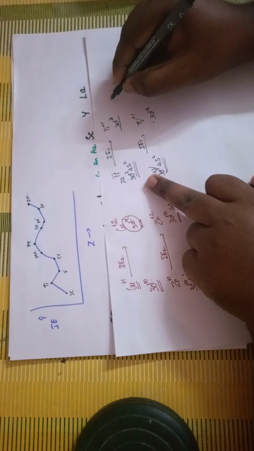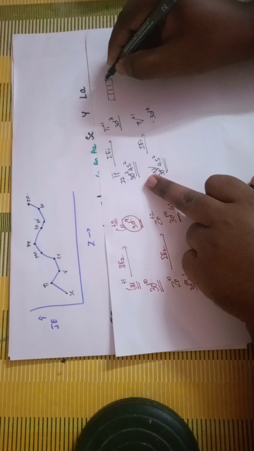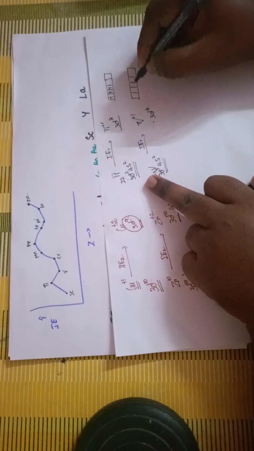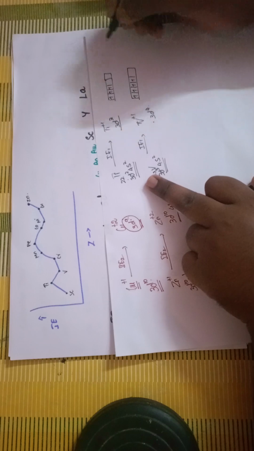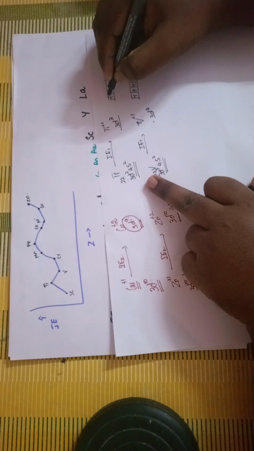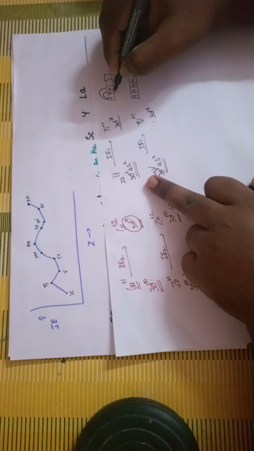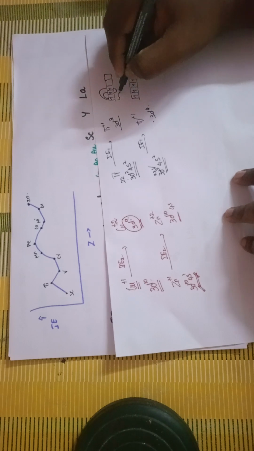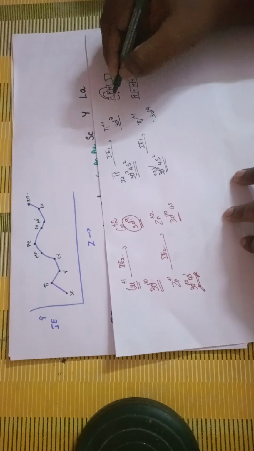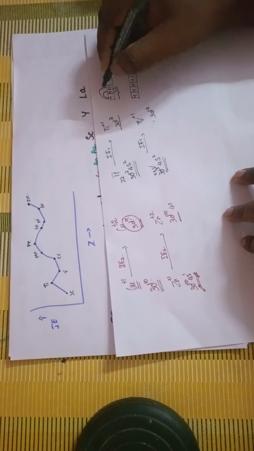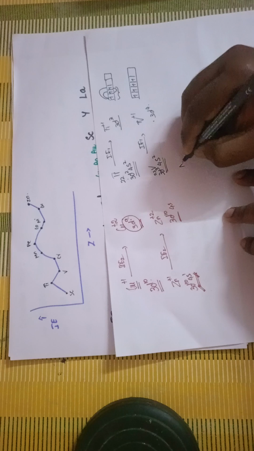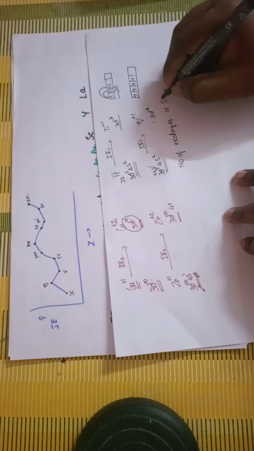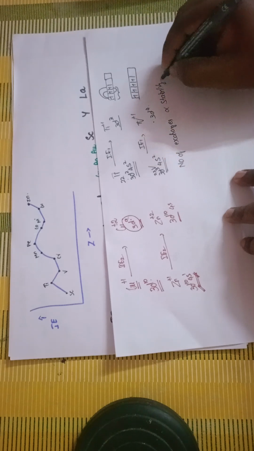Now see here, in 3d3, 1, 2, 3 unpaired electrons. In 3d4, 1, 2, 3, 4. How many spin exchanges are possible? 1, 2, 3. So 3 exchanges are possible; these 3 unpaired electrons can exchange the spin or the position. The number of exchanges is directly proportional to stability. If more exchanges are there, it is more stable.